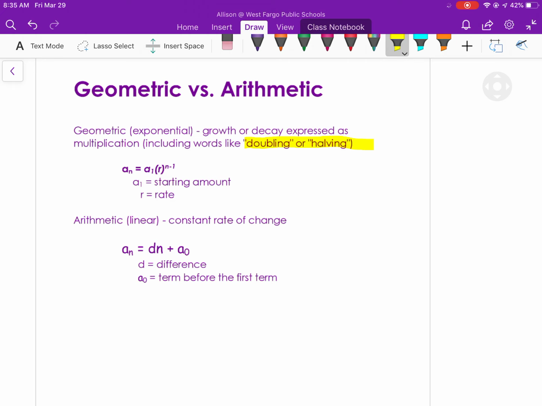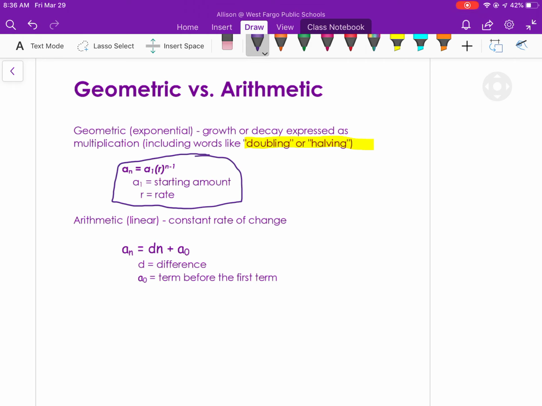The formula for a geometric sequence is a reminder here. a sub n equals a1 times r to the n minus 1, where a sub 1 is your starting amount and r is your rate.